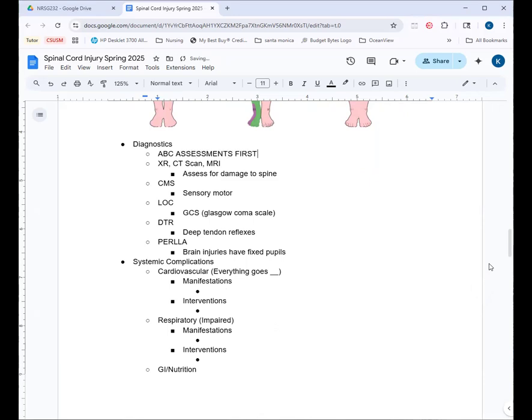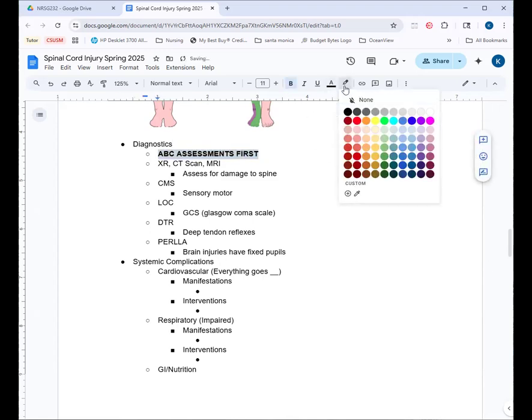But the other thing that they want you to consider is airway, breathing, and circulation assessments first. Because like mentioned above, the higher the injury, the more risk of respiratory failure, spasming, the whole bit. If their diaphragm is unable to move, they're going to have an issue with breathing, so not going to last too long. Let me highlight that. This will be important.